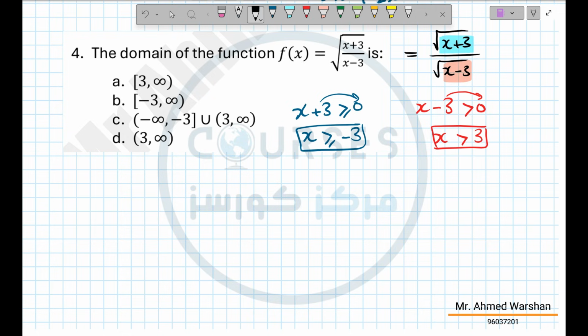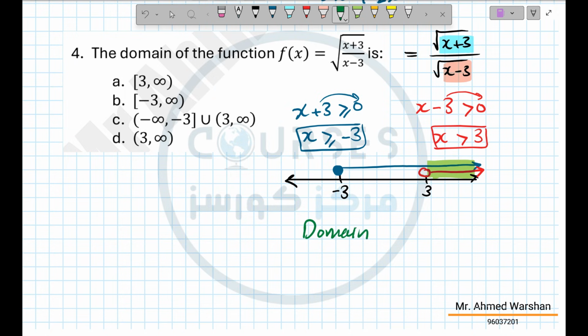Now we need to draw these on the same number line and take the intersection. Here is negative 3, here is 3, negative 3 greater than or equal, so a closed point on negative 3 going to the right, x greater than 3, so an open point on 3 and also going to the right. The intersection is this part of the number line. So the domain here will be from 3 open until positive infinity, which is also D.